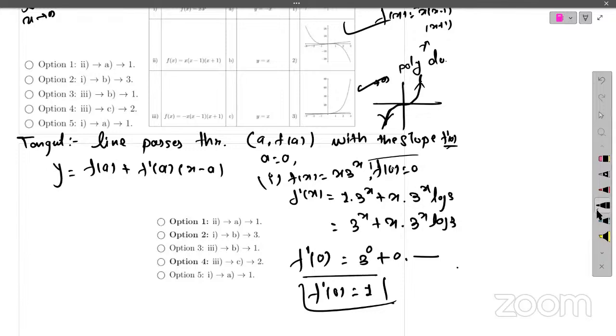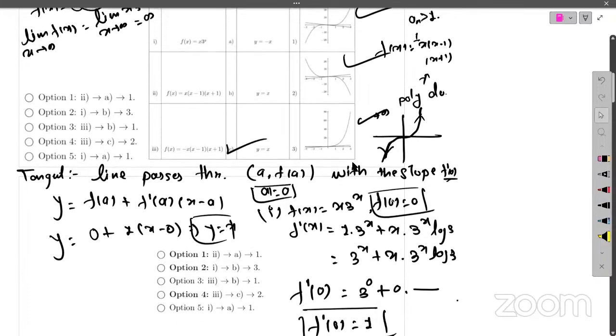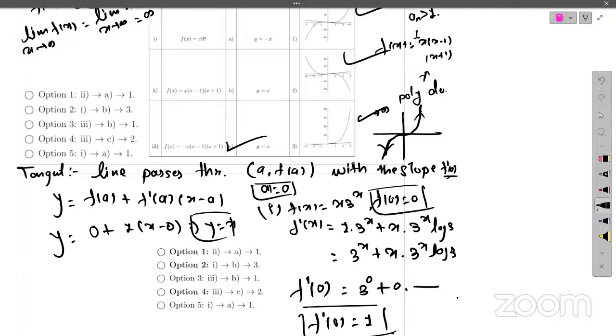So here we have f of 0 is 0, f dash of 0 is 1, and A is 0. Then what will be the equation of the tangent? y is equal to f of 0, which is 0, plus f dash of 0, which is 1, into x minus 0, so y is equal to x. That means option C, y is equal to x, or option B is also there. To choose between B and C, we have to see the graph. So the first function will take the third graph. That's why option number 2 is correct.